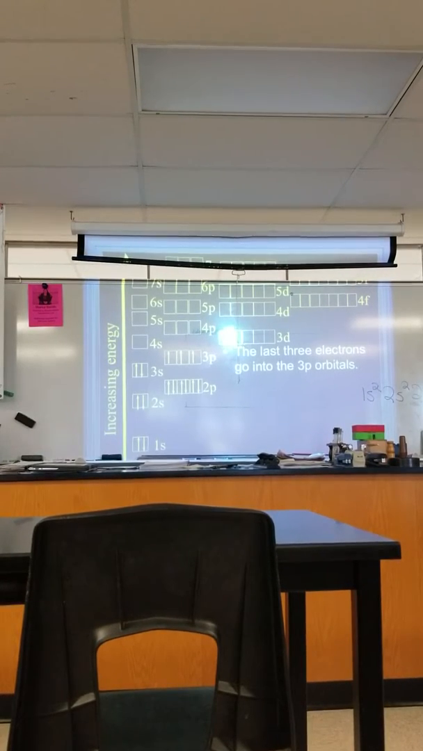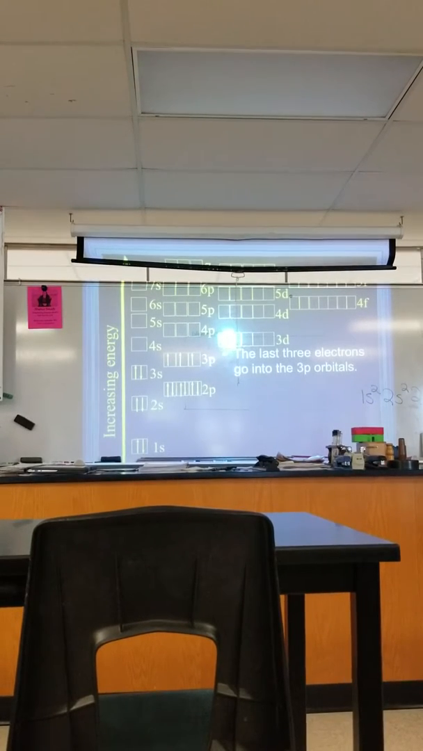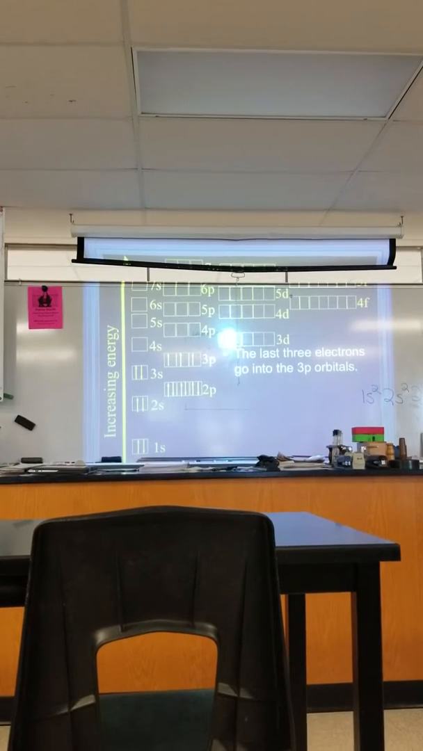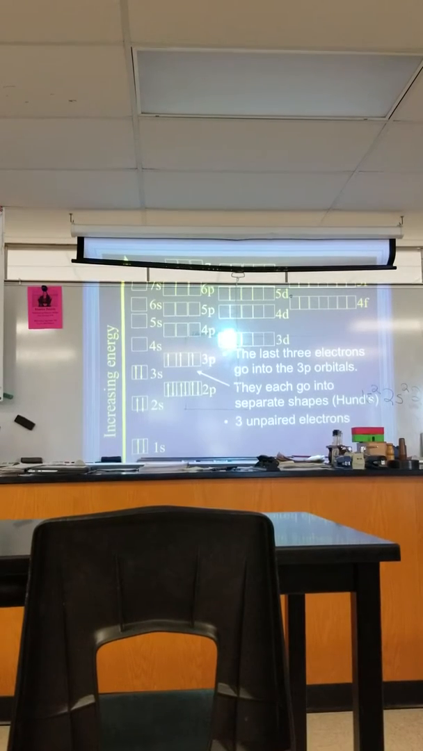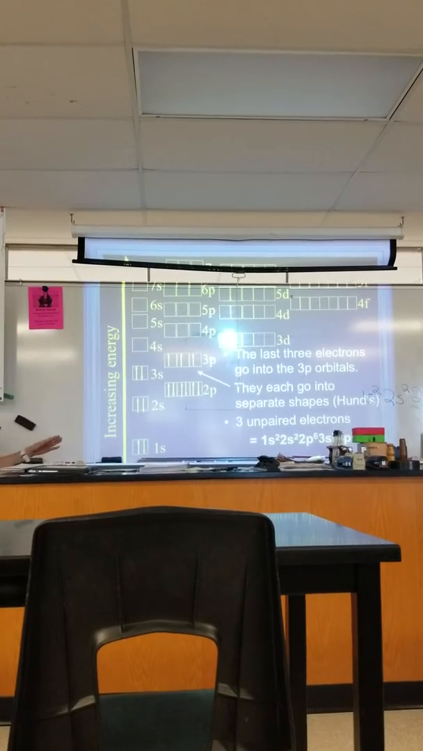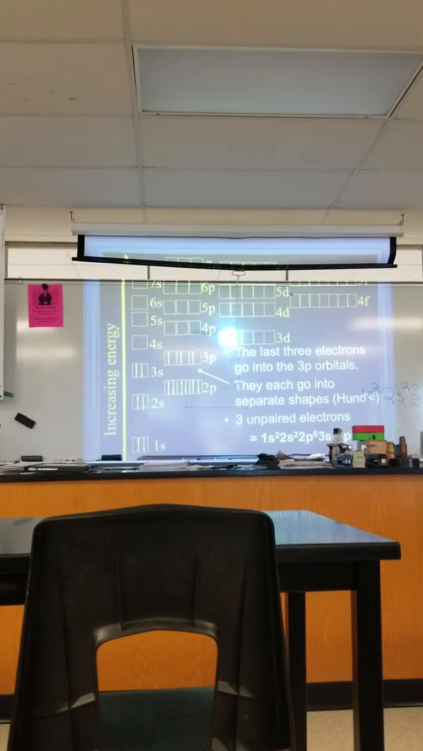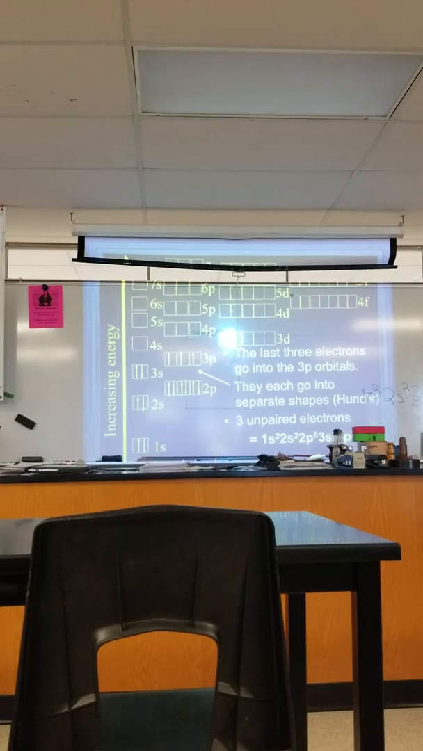So this is what we're talking about. FYI, once you have this down, just don't sit and do them for fun, unless you really love doing them. Once you have these down, you don't have to do these for each and every element we're going to practice with. If you get mixed up, do these. We have 3 unpaired electrons, and this, 1s2, 2s2, 2p6, 3s2, 3p3 is our electron configuration.